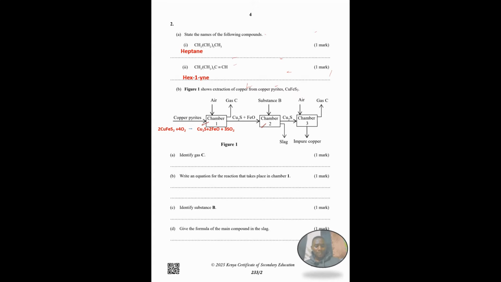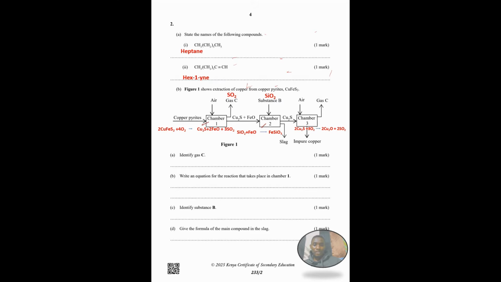And then after that, what follows once we form, so we have gas sulfur 4 oxide, and then the reaction that takes place in chamber 2 is silicon 4 oxide reacting with iron 2 oxide. Remember, copper 1 sulfide does not react, it just melts and moves to the next chamber. So once we have formed that, our slag is iron 2 silicate.